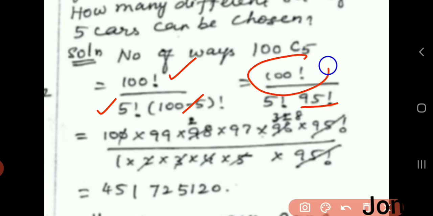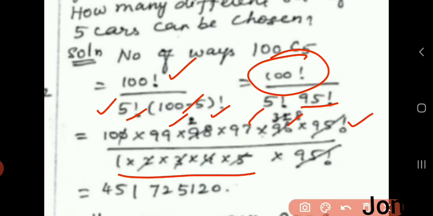This 100 factorial can be written as 100 into 99 into 98 into 97 into 96 into 95 factorial. We stop here. Divided by 5 factorial, which can be written as 5 into 4 into 3 into 2 into 1 into 95 factorial. I can cancel this 95 factorial and 95 factorial like this, and if we cancel everything and simplify, we can get the answer like this.